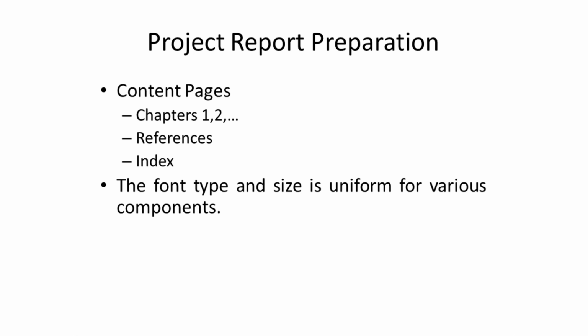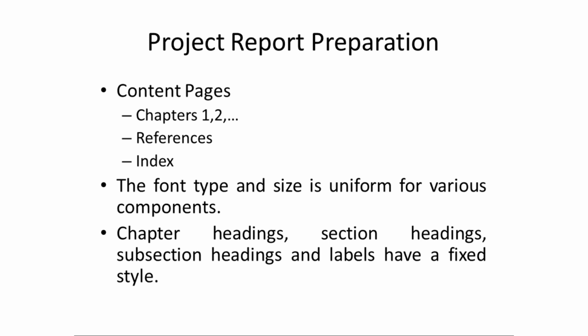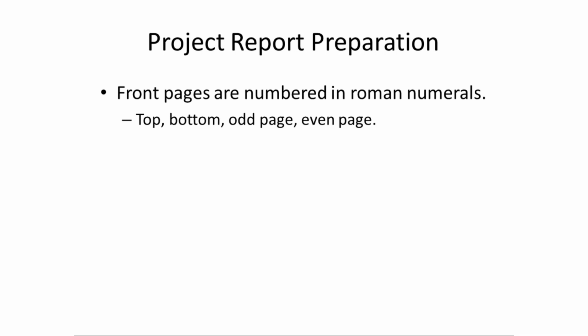And you also observe that throughout the textbook, the font type and size is uniform for various components. For example, every chapter title appears in the same font and size. Look at the section headings, 2.1, 2.2, or 2.1.1. All of them appear in the same style. So that's quite typical of any textbook. And the images have labels. Tables have captions.